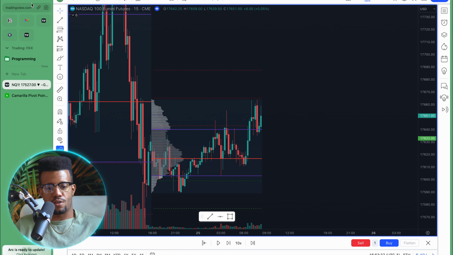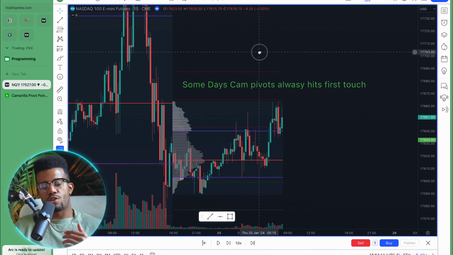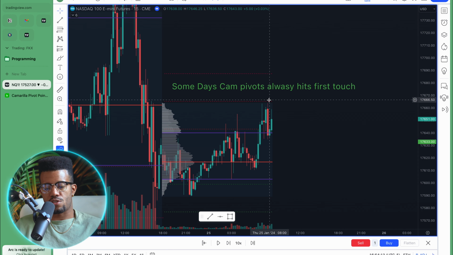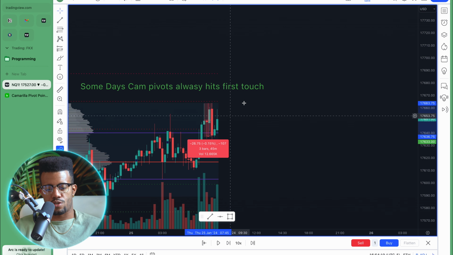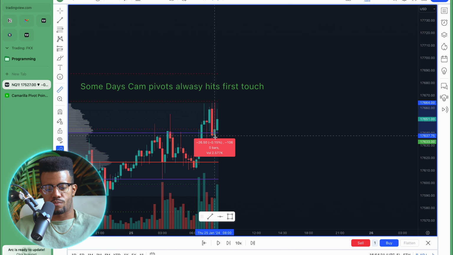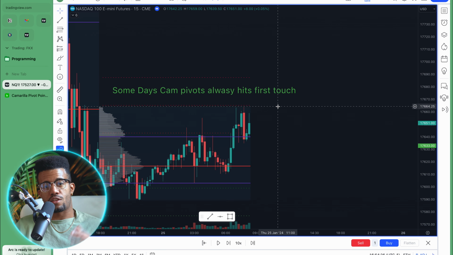I'll actually put it in here in the video for you all. Some days cam pivots always hit first touch. Okay. And when that happens, you can always get a scalp. So if I'm looking at NQ and I'm trading NQ, then I know that anytime we get to this level here at 17,666, I can short, and I'm going to get, heck, in this case, this was a 26-point short, came up again, and you would have got a 29-point short off of this level. And you just do that until it doesn't work.